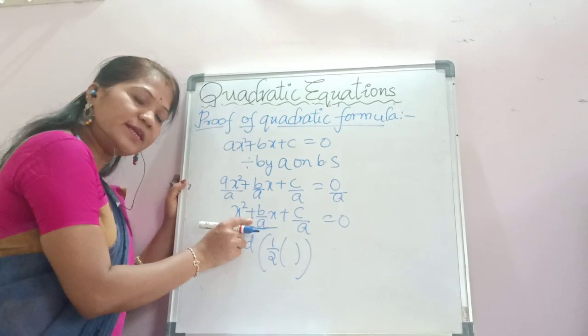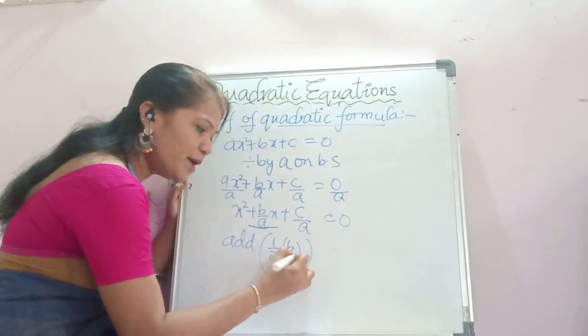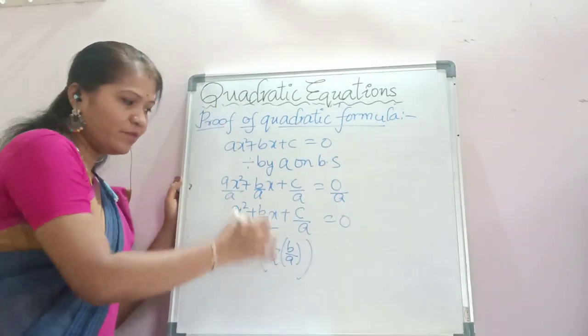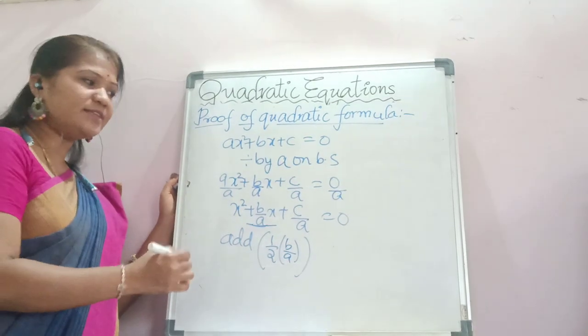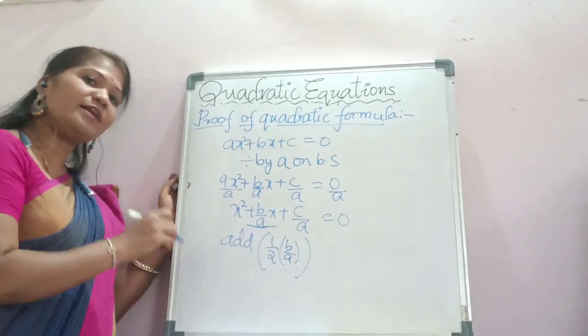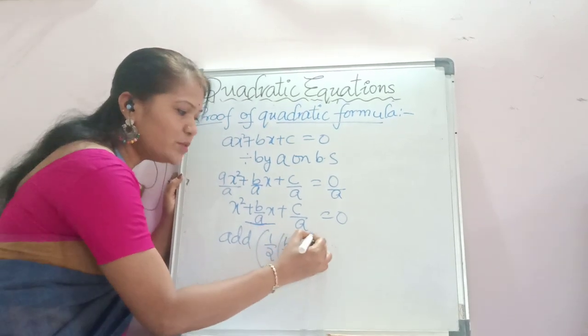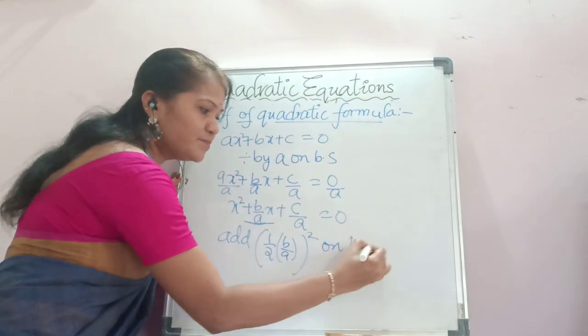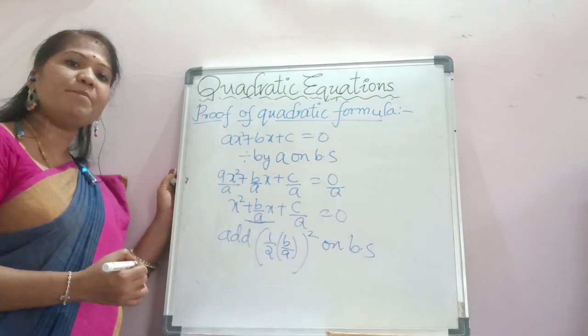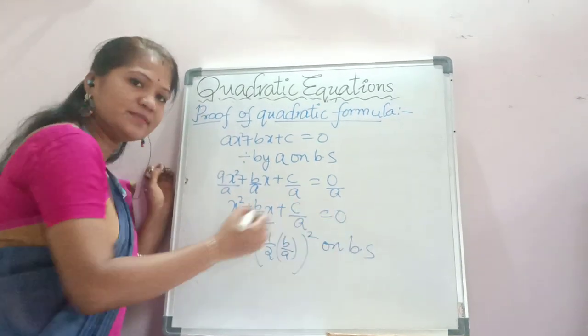What is my x coefficient here? b by a. For any problem, when you do it, the proof will be like this. Why I am telling you the proof in this method, I will tell you later, right? Add half of b by a whole square on both sides. Half of b by a whole square is b by 2a whole square. I am adding it on both sides, right?